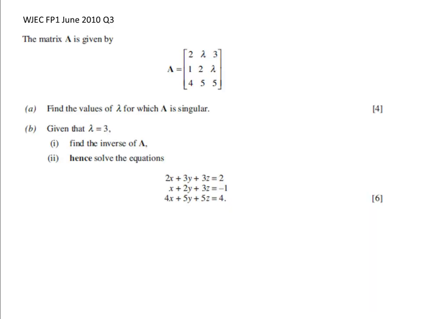So let's move on and have a look at some examples. In this question we have the matrix A given by the matrix with rows (2, lambda, 3), (1, 2, lambda), (4, 5, 5). And the first thing we've got to do is find the values of lambda for which A is singular.